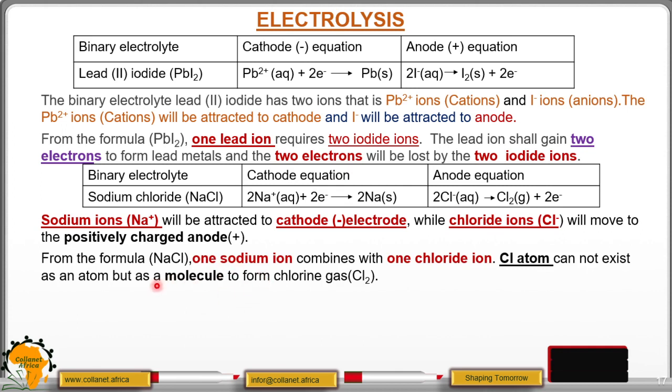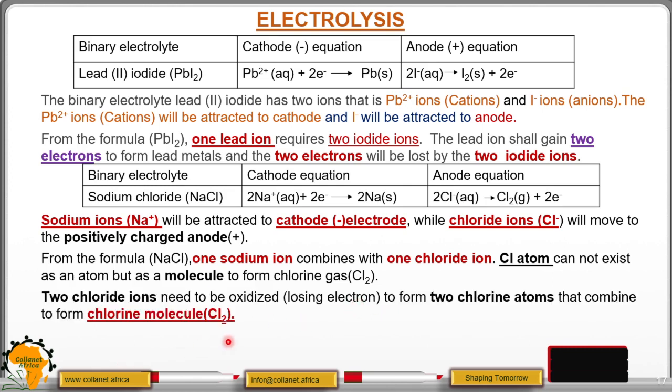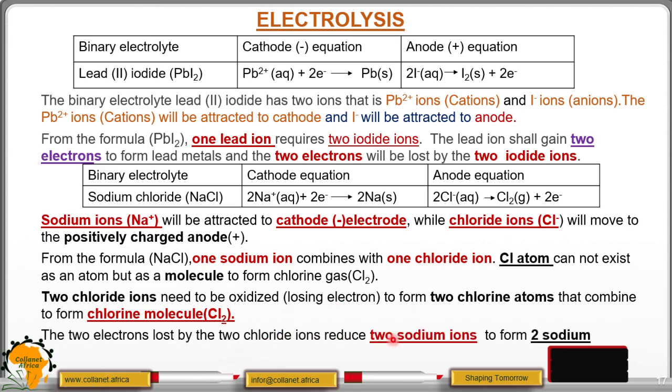From the formula, you'll find that we have 1 sodium combined with 1 chloride ion, but chlorine cannot exist as an atom. Therefore, it needs to form a gas, so it requires another atom to form Cl2. The 2 chloride ions need to be oxidized, losing electrons to form 2 chlorine atoms that combine to form a chlorine molecule. The lost 2 electrons will be gained by the 2 sodium ions to form 2 sodium atoms. Hence, the balanced chemical equation above.